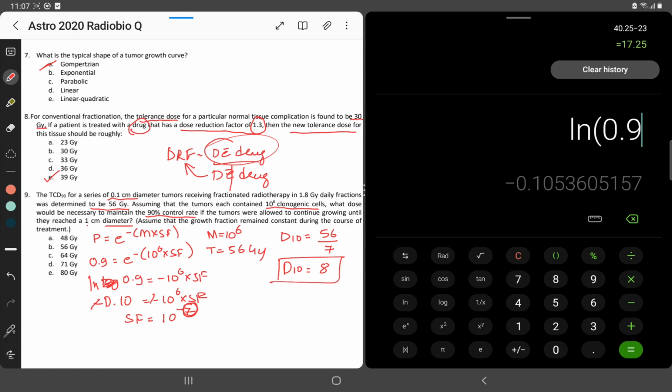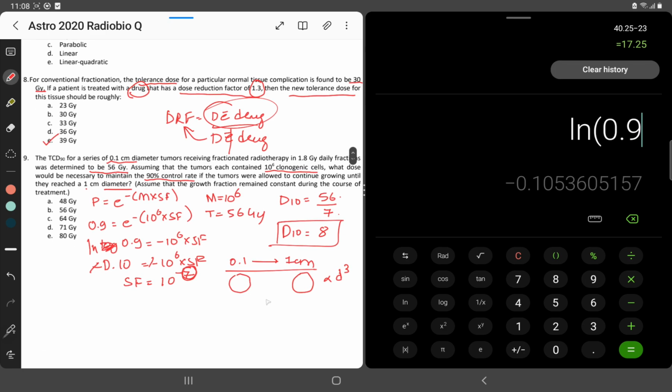Okay, now this is the total dose, this is the number of log kills. Now they are asking if the diameter changed from 0.1 to 1 centimeter, that is, the tumor is a sphere, right? So the cell number is directly proportional to diameter cubed. So this is growing, continuing to grow until it reaches 1 centimeter diameter.